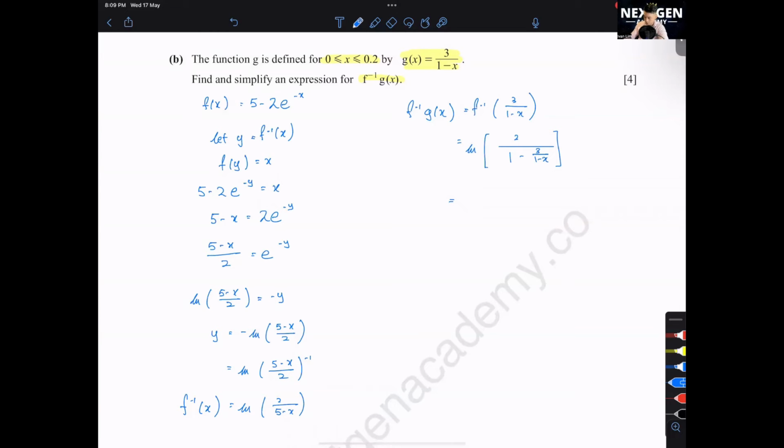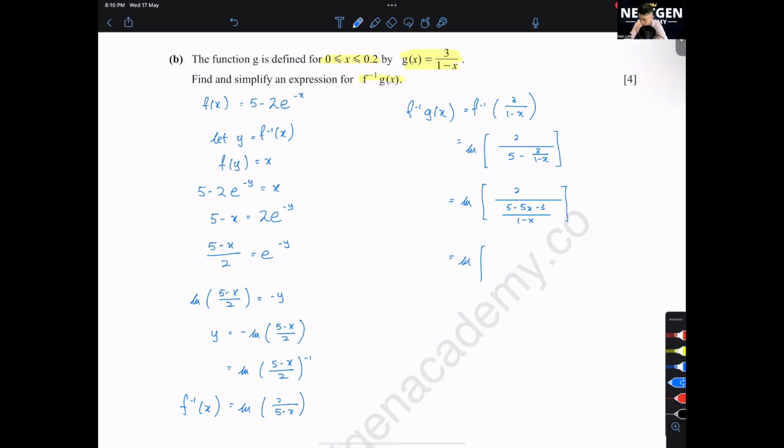Okay, I'm going to simplify the lower part, the denominator part. This will be 1 minus x. Hey, is it 1 or 5? How did I get 5 here? 2 over... Okay, sorry, teacher wrote wrong already. 2 over 5 minus x. Okay, here is 5. So here will be 5 minus 5x minus 3 over 1 minus x.